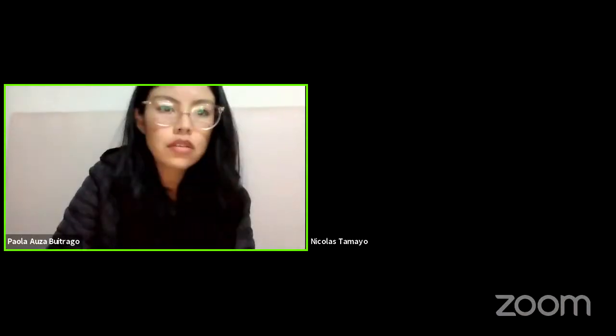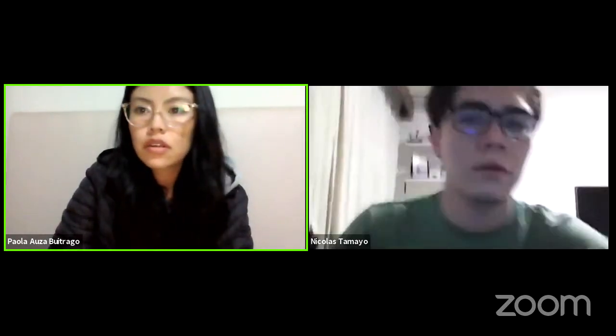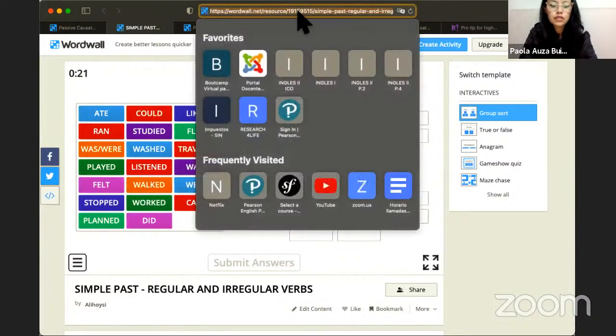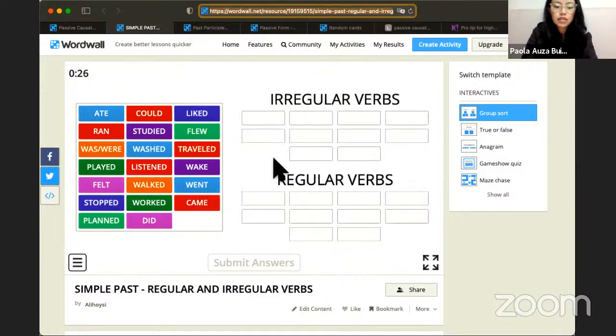Good evening everyone. We're going to start with today's class with some exercises to remember the past participle of some verbs. So let's first start with this exercise. We're going to try to recognize regular from irregular verbs. I'm sharing this exercise in chat.